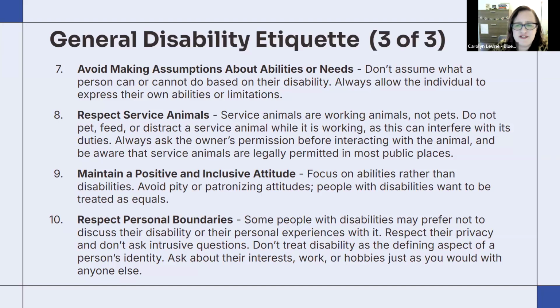And also, we don't want to treat a disability like it's the defining aspect of that person's identity. It's just one part of who they are. So when you're talking to them, ask them questions you would ask anybody else. What are their hobbies? What are their interests? What do they want to do after they leave Blue Ridge? Again, treating them like everyone else.